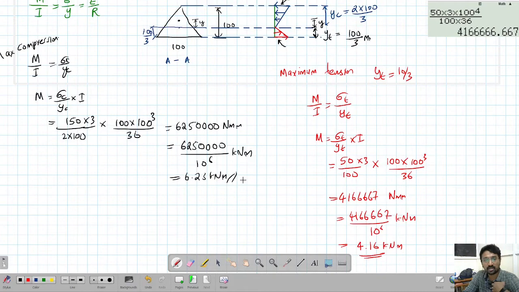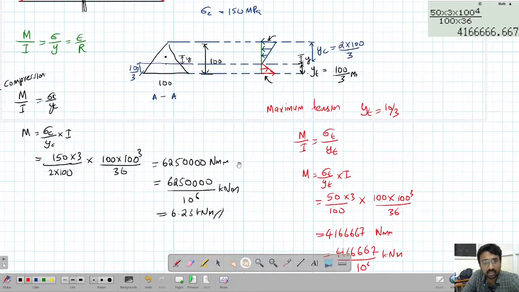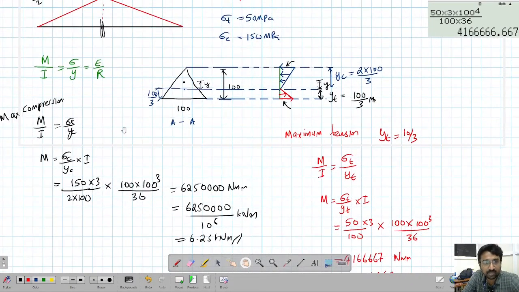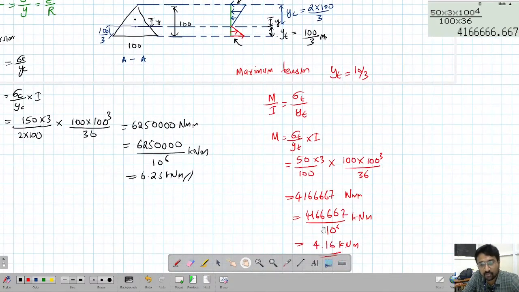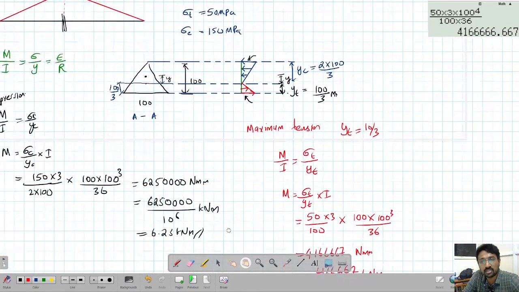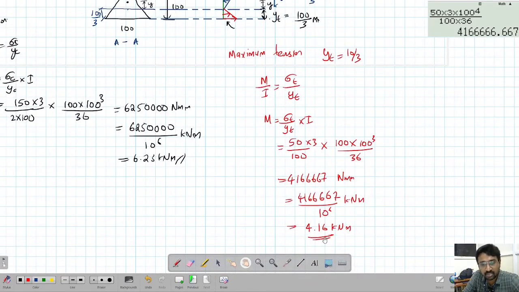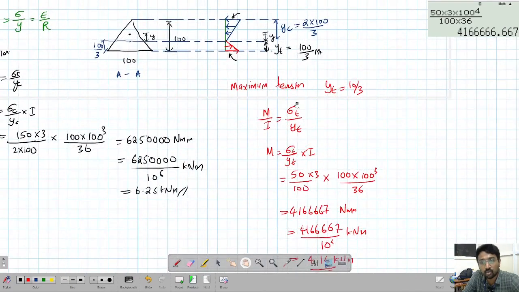So if you observe here, when the moment, or the point load, becomes 6.25 kilonewton meter, we observe that the maximum compressive stress is reached. But only 4.16 kilonewton meter is required to reach the maximum tensile stress. So at the force at which the moment becomes 4.16 kilonewton meter, the beam will fail due to tension, because the maximum tensile strength has been reached.